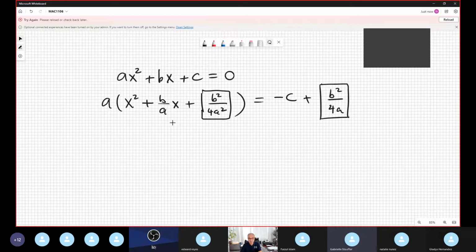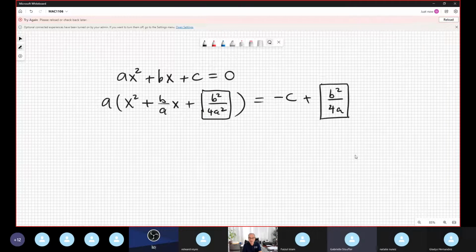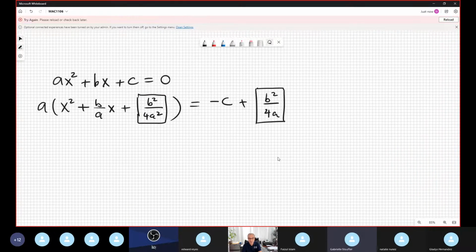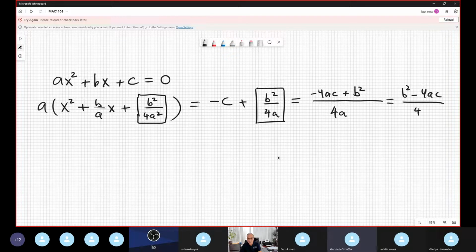Well, let me manipulate here the right-hand side. You find the least common denominator, but in this case, literal equation, it is obvious that the least common denominator is 4A squared. Then we have minus 4AC plus B squared. I want to write it more elegantly in this way: B squared minus 4AC divided by 4A squared. Cool?